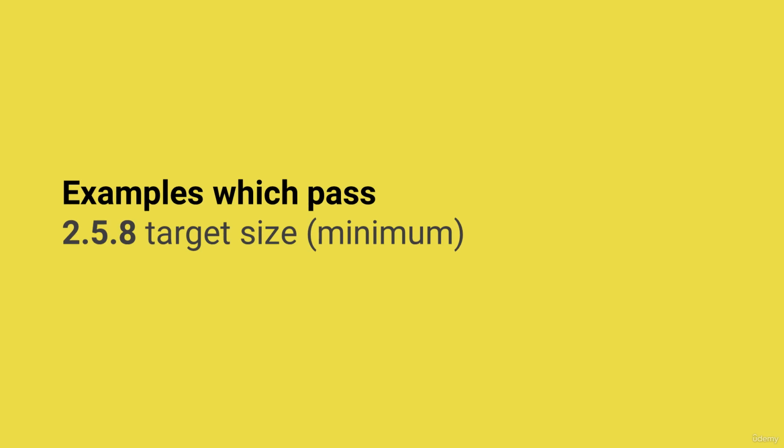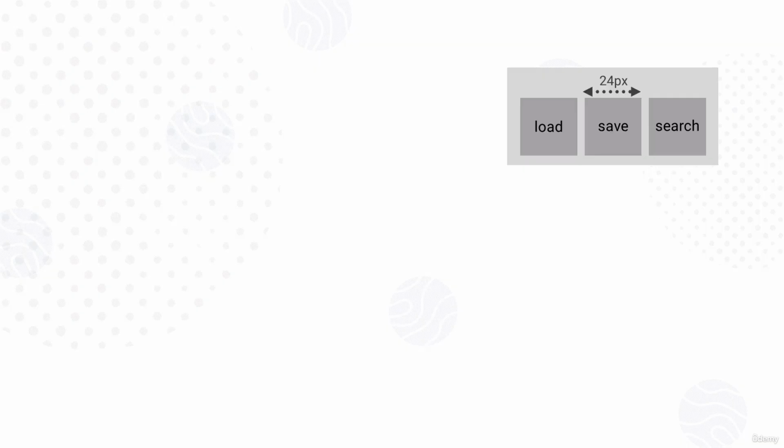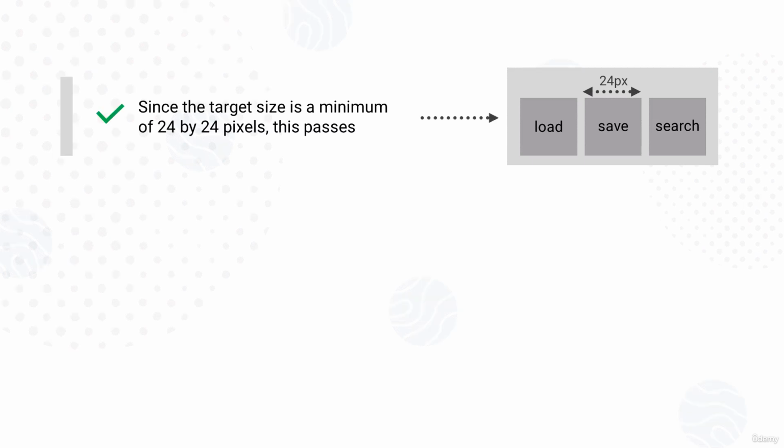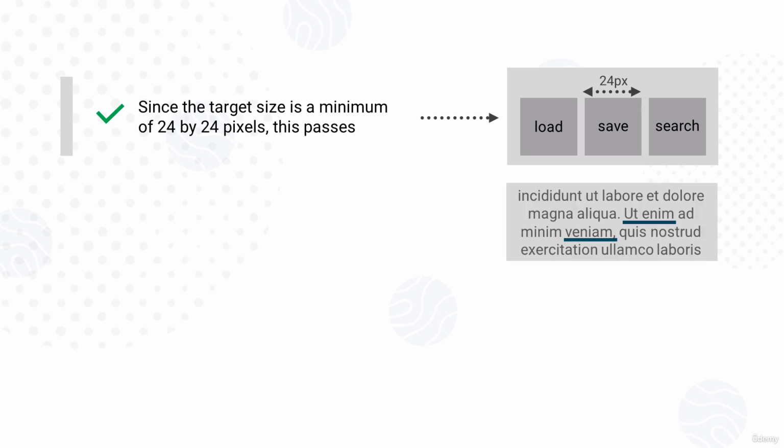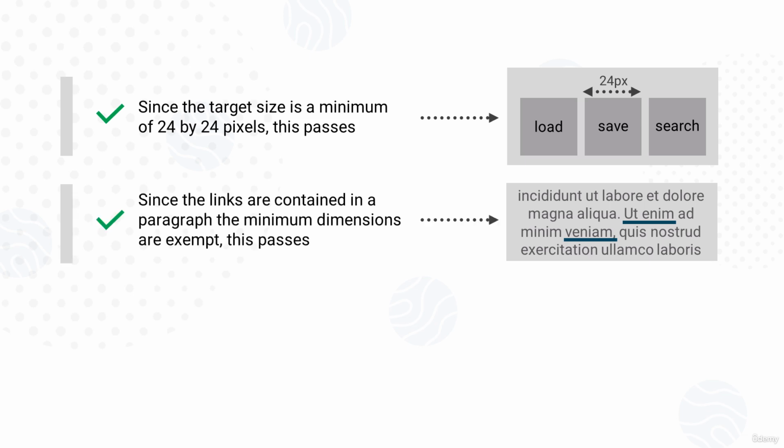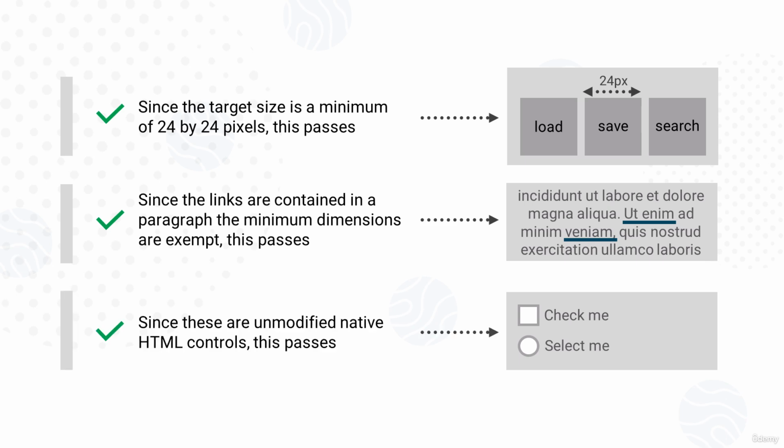So what exactly does passing this success criterion look like? Several on-screen buttons have at least a target size of 24 by 24 pixels. Since the target size is a minimum of 24 by 24 pixels, this passes. Links within paragraph text do not meet the 24 by 24 pixel requirement. Since the links are contained in a paragraph, the minimum dimensions are exempt and this passes. Several unstyled checkbox and radio button controls have a target size of less than 24 by 24 pixels. Since these are unmodified native HTML controls, this passes.